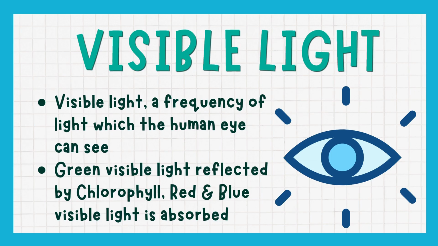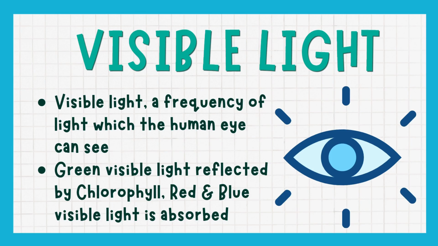Photosynthesis, as I mentioned earlier, uses sunlight. Sunlight is actually a form of visible light. Visible light is a frequency of light which the human eye can see. And the visible light na inaabsorb ng plants para magkaroon ng photosynthesis is in the color of red and blue. So yung red and blue ang inaabsorb ng plant, and then yung green ang nire-reflect niya.